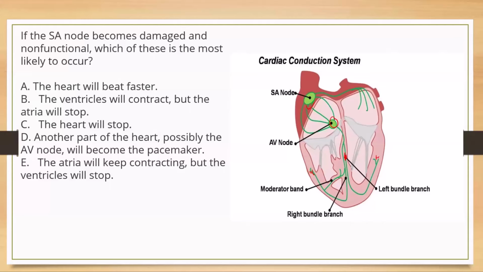As simple as that. So definitely, when the SA node is damaged, would the heart stop? Definitely not. Would the heart beat faster? No, because the fastest is the SA node, right? So what would the heart do? Another one will take charge, which is the AV node. So from the SA node, we move to the AV node. That's why your answer here is D.